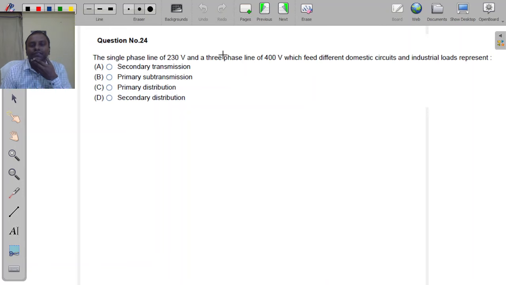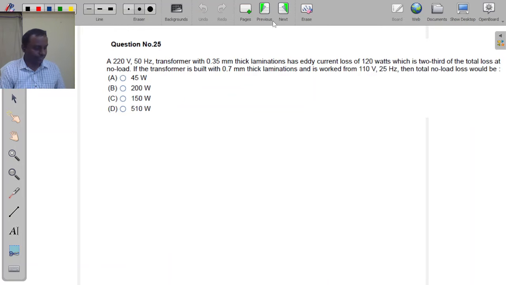So moving into the next question. A single phase line 230 volt, three phase line 400 volts, which feed different domestic circuits and industrial load requirements. See, mixing of single phase and three phase will be available only at the secondary distribution side. So the answer for this is option D. Moving into the next question.